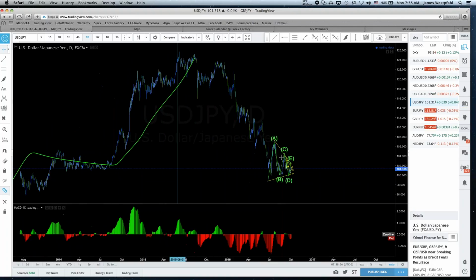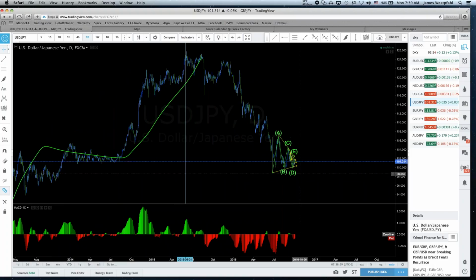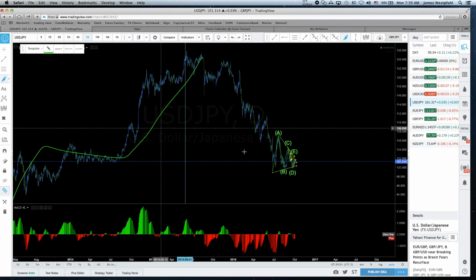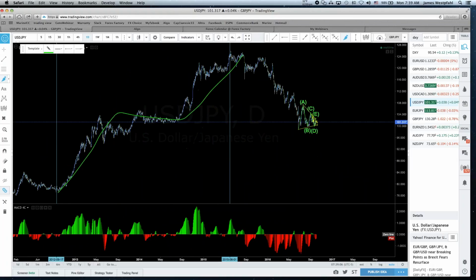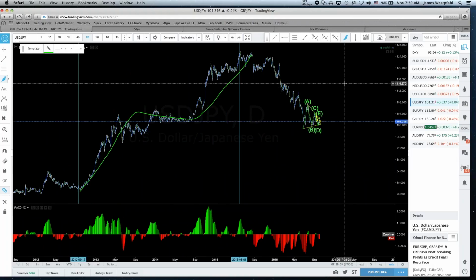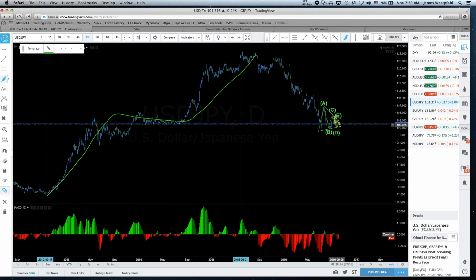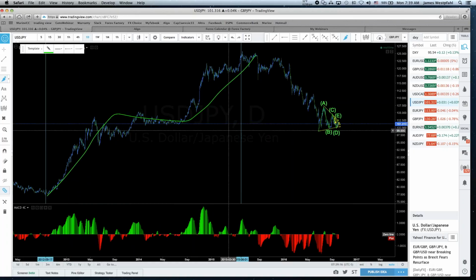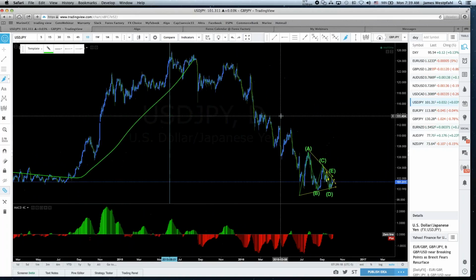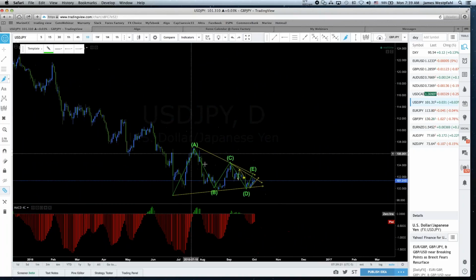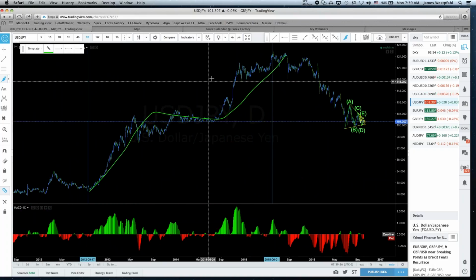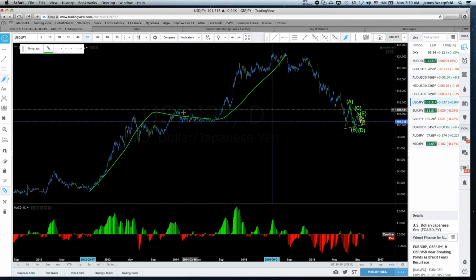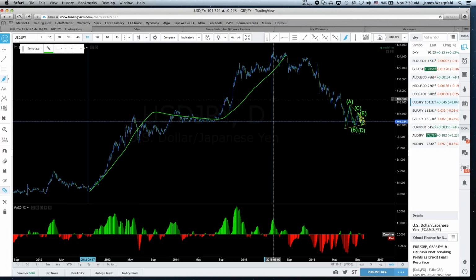Dollar yen, still waiting on that. Anticipating one more low, and then this to come back up. Will be a good trade when it starts to go back up. This here looks very similar to this, doesn't it? Get the A, B, C, D, E. A, B, C, D, E, and continued back long. So that's the continuation pattern.